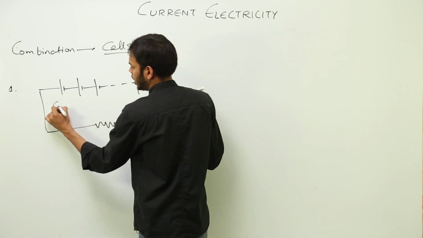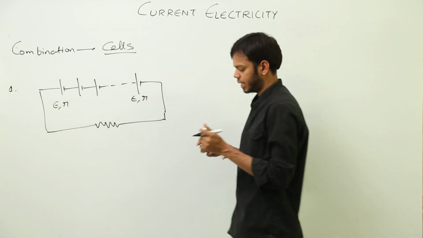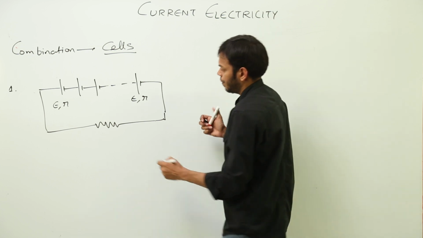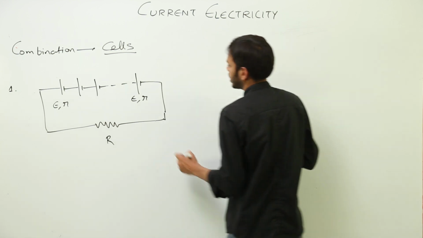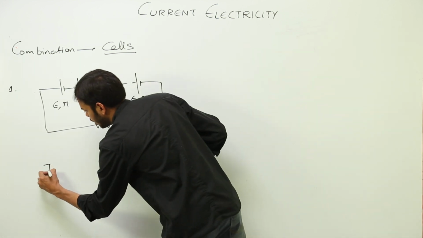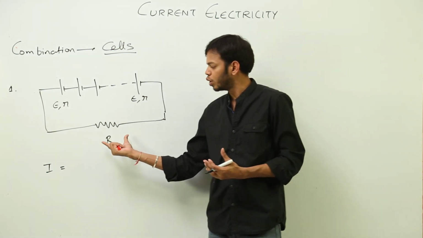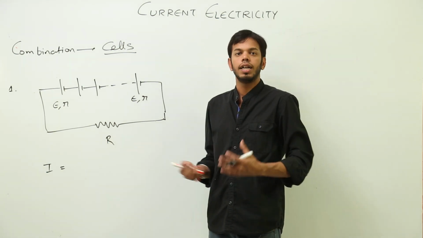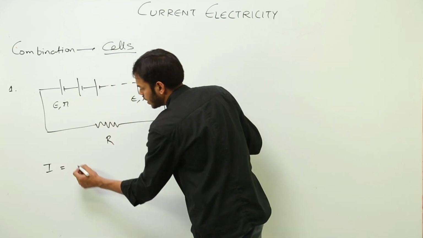Okay. So each configuration is EMF E and internal resistance r. Now I want to find the total current of the circuit. What is the total current? Total current is simply total voltage across the circuit, or total voltage across this R, divided by total resistance. This would be the total current or total potential difference.